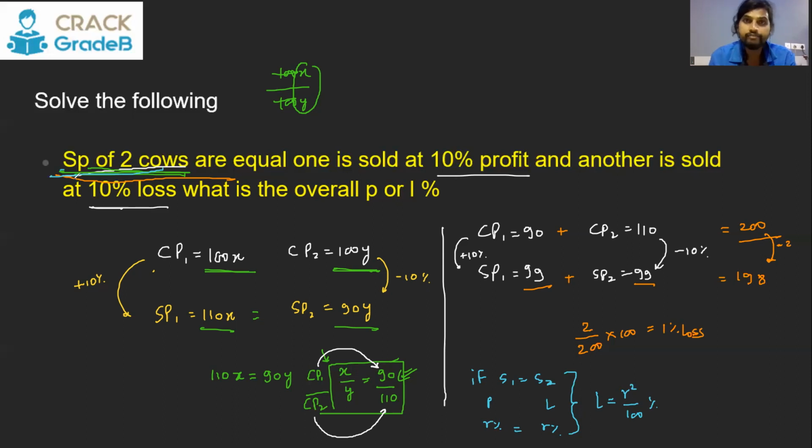So in this question, everything falls into place because selling prices are equal. First is sold at profit, another is sold at loss. Profit percent is equal to loss percent, that is equal to 10. So then you say there is always a loss of R square upon 100%, means 10 square upon 100%, that is 100 upon 100, 1% loss. In this case, there will be a loss of 1%.